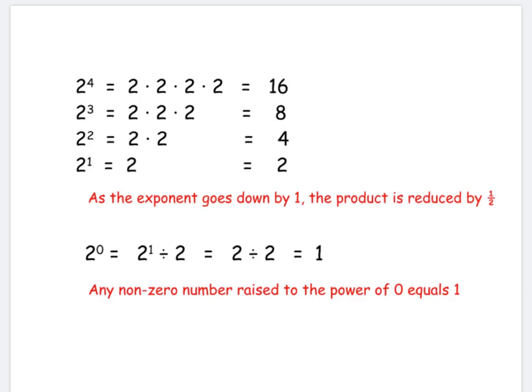number by itself. So if we're looking at 2 to the 4th power, that means 2 times 2 times 2 times 2, which is 16. 2 to the 3rd power is 2 times 2 times 2, which is 8. 2 to the 2nd power, we sometimes call that 2 squared, is 2 times 2, which is 4, or 2 to the 1st power is just 2.